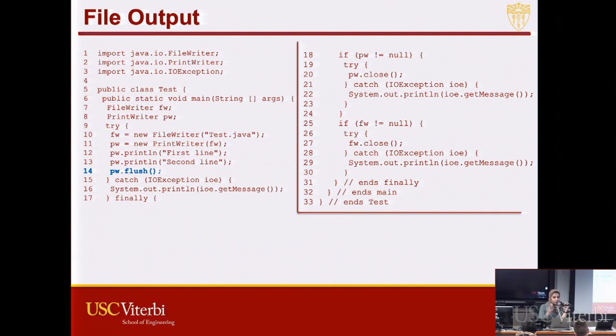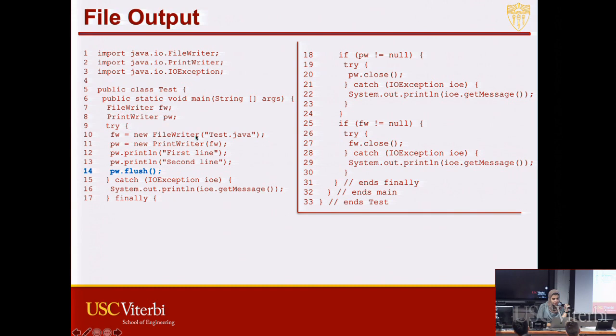Now we will see how to write to a file. So we need to have a FileWriter, a PrintWriter, and IOException. So we will import these libraries. We'll create a class Test, public static void main(String[] args). We'll create our file writer and our print writer. We will have our try block.